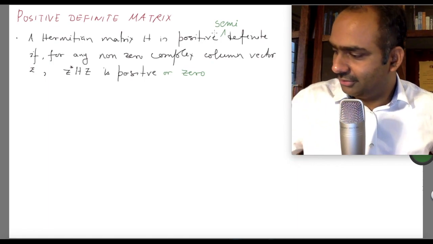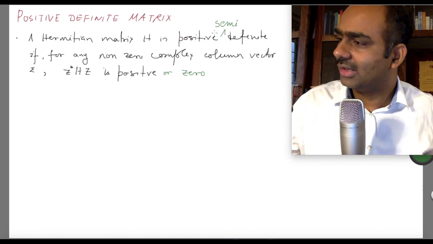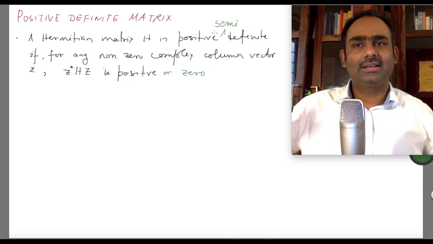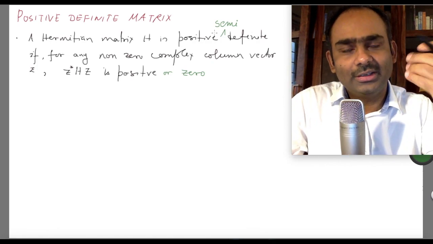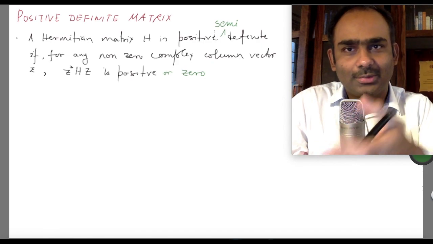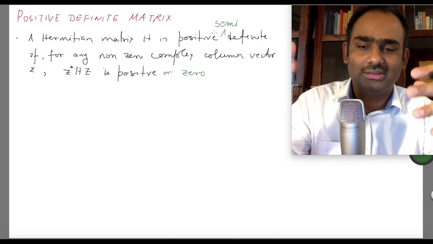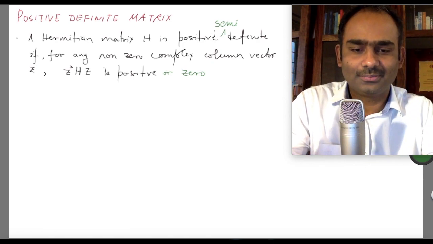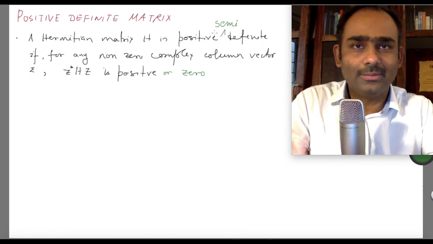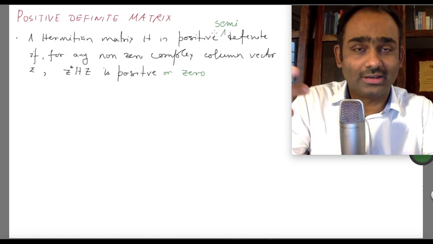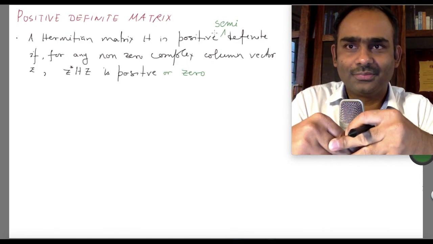So that's the definition of it. We'll talk a little bit about this in a while. But before that, I will say something about a symmetric matrix. Symmetric matrices are the brothers or cousins of Hermitian matrices. What is a Hermitian matrix in the complex world is a real symmetric matrix in the real world, the world of real vectors.